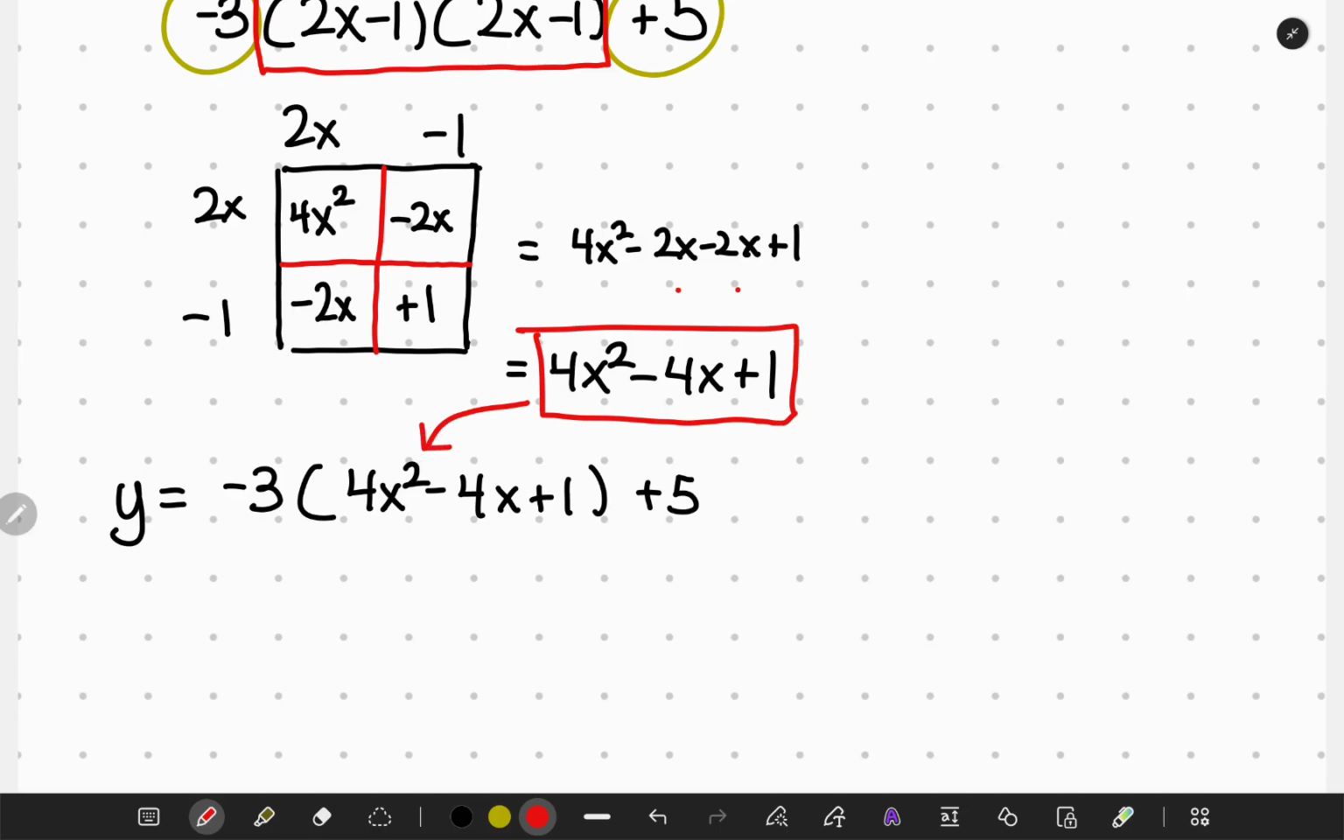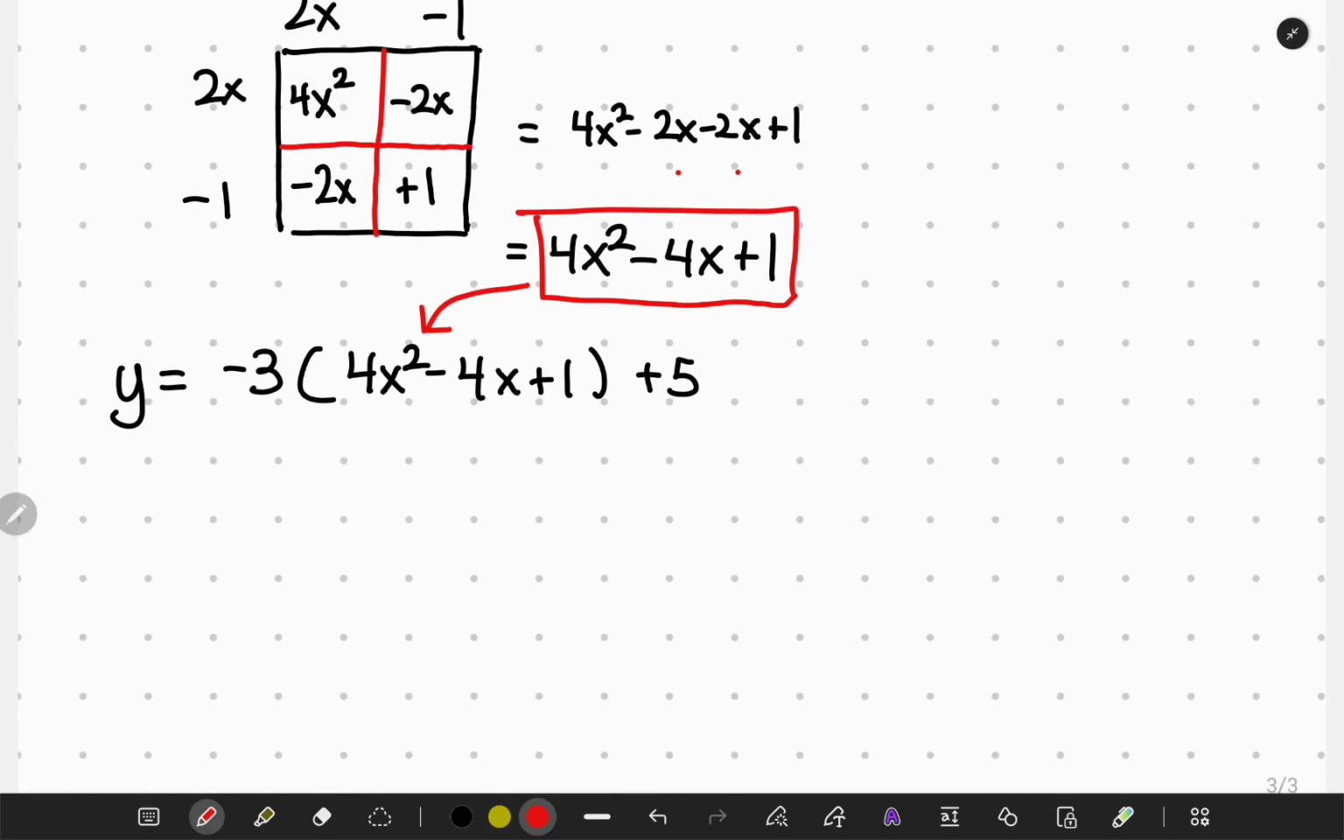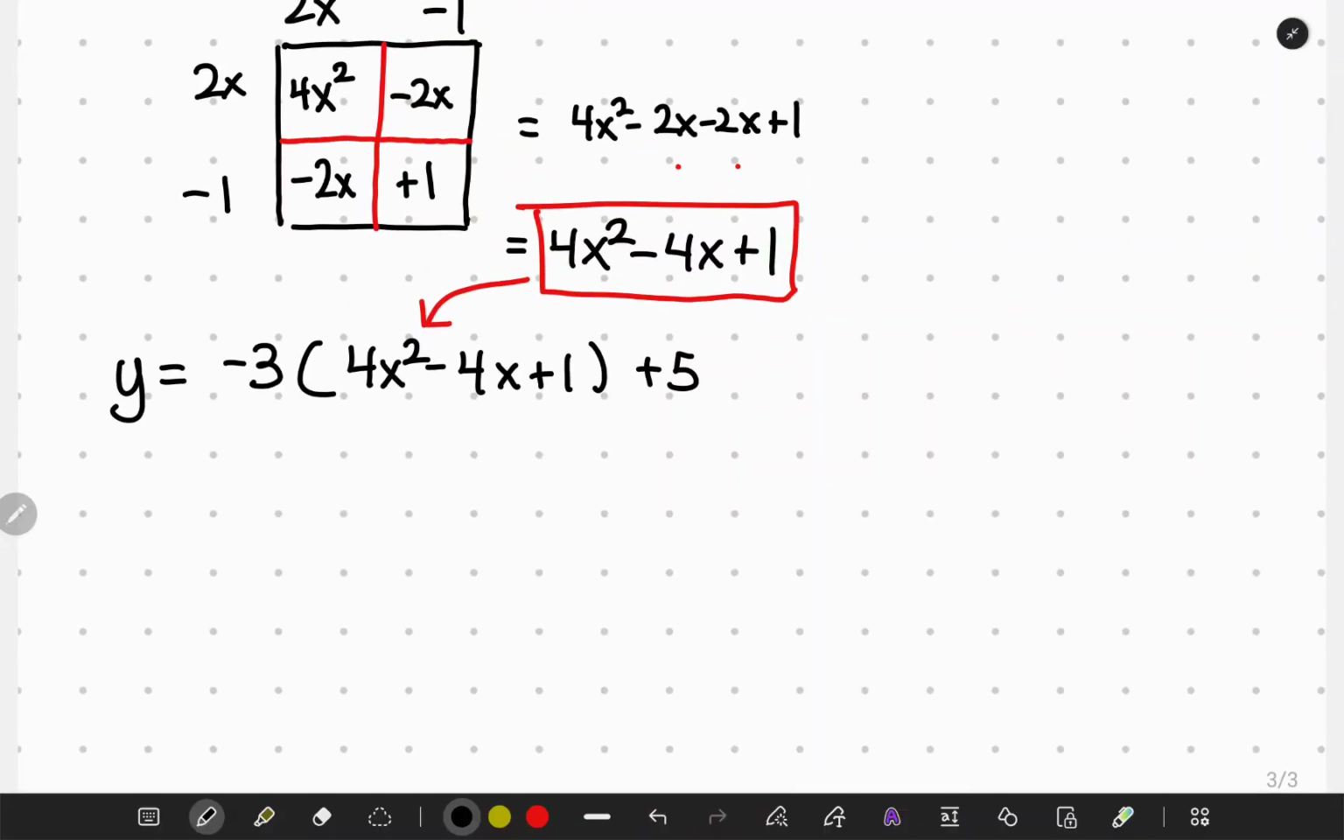Now I have to ask myself, wait, how do I get rid of that negative 3? Again, it looks like the box method. There are two numbers that I'm multiplying. So we write it one more time. Negative 3 followed by the box. And we get 4x squared plus minus 4x, I apologize, and then plus 1. Again, separating them out just like this.